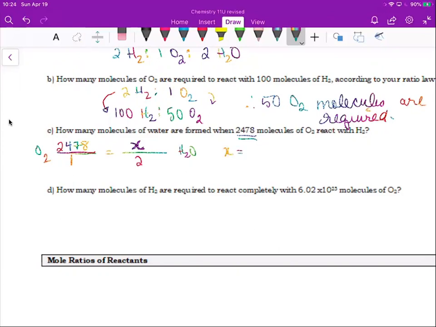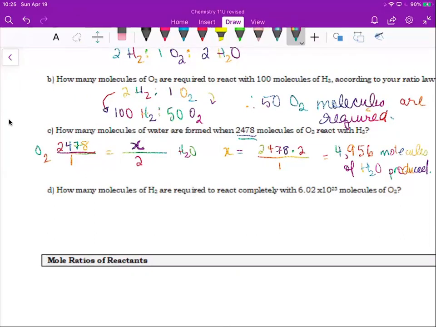So when you rearrange this equation, you're going to get 2,478 times 2 over 1 equals 4,956 molecules of water produced. And you can just think about it intuitively. If one oxygen produces 2 waters, well, if you have 2,478 molecules of oxygen, double that, and that's how many molecules are produced. But you do have to be able to write out the mathematics of it to prove it.